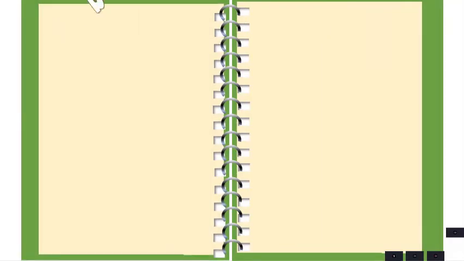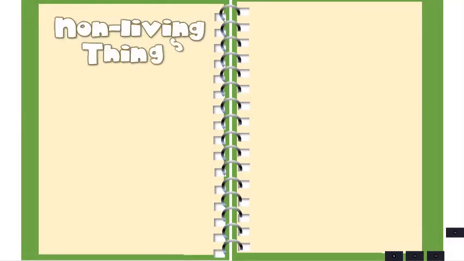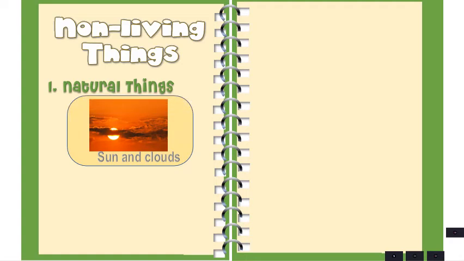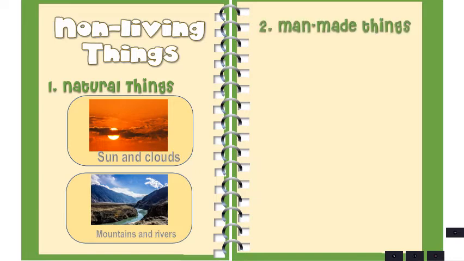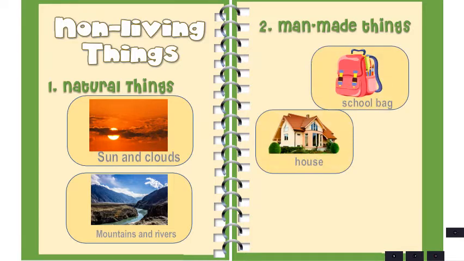Non-living things can be two things. First, it could be natural things. For example, sun and clouds, mountains and rivers. Number two, non-living things could be man-made things, meaning people made this stuff. For example, school bag, house, television.